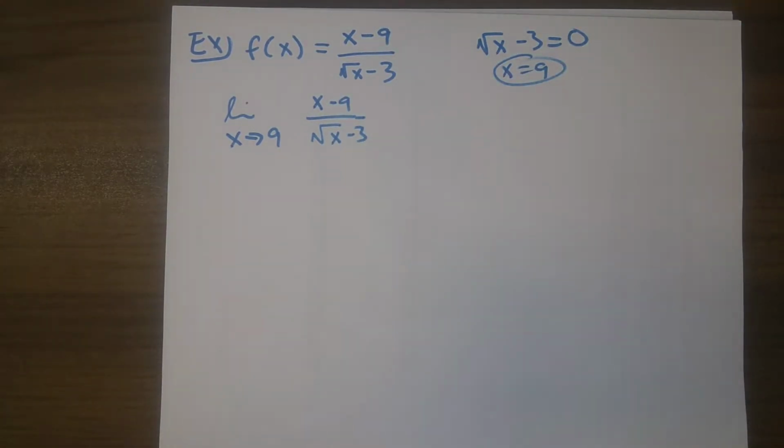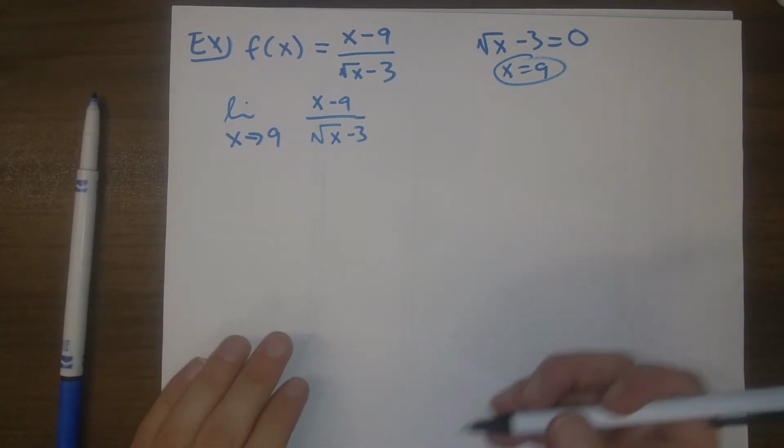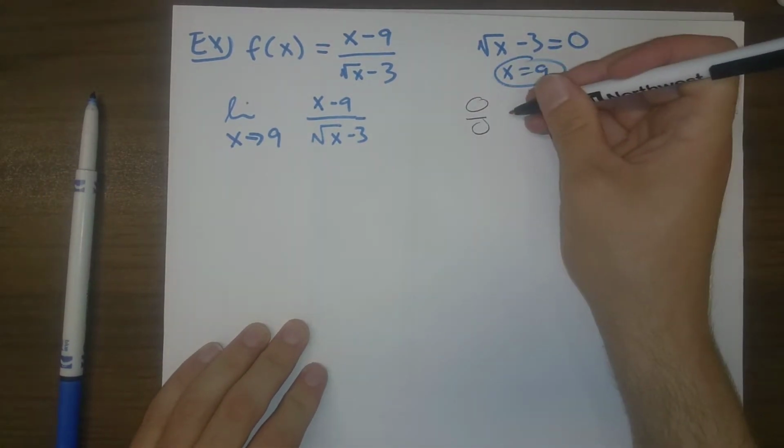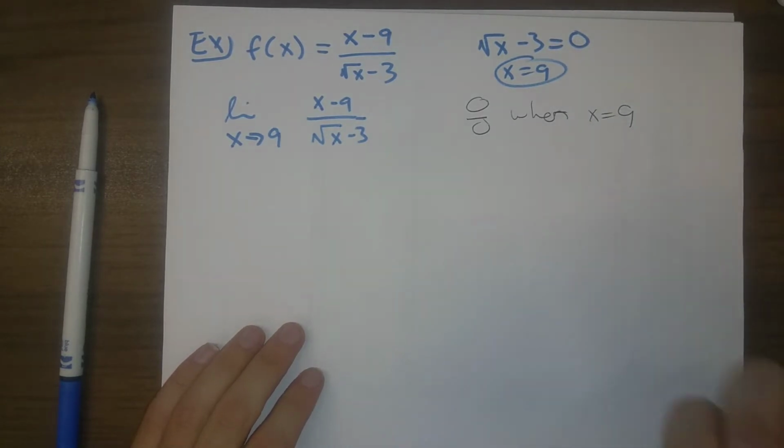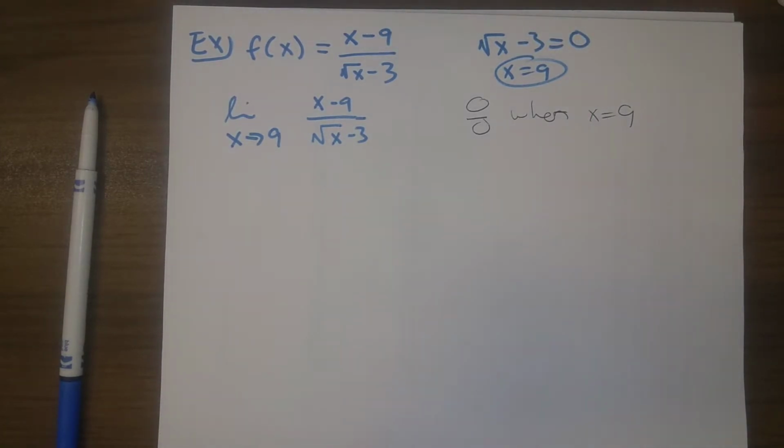So you can see once again, if you plug in 9, you're not allowed to, but if you could, separately in the numerator and denominator, you get 0 over 0. So this is an interesting question to ask. 0 over 0 when x is equal to 9. That's undefined. We want to try to come up with some value for it.